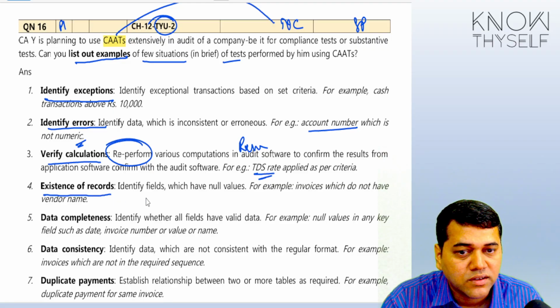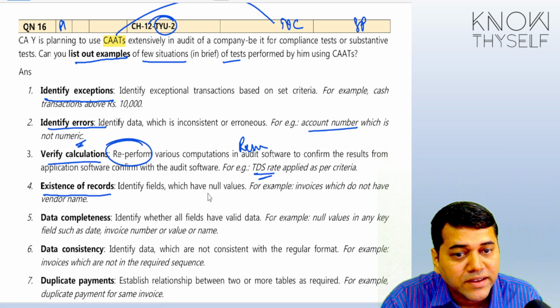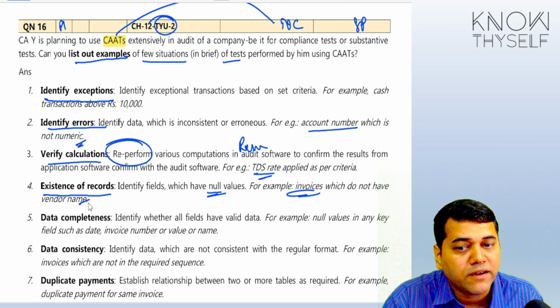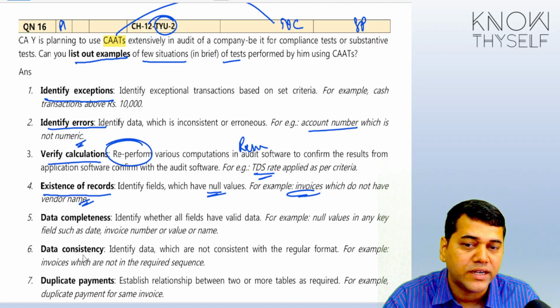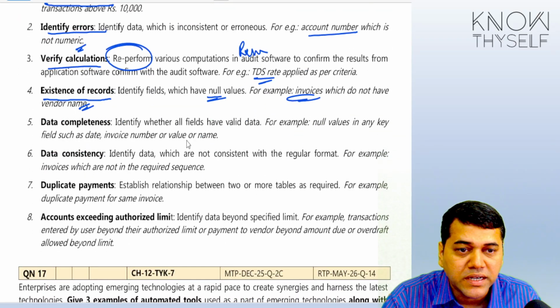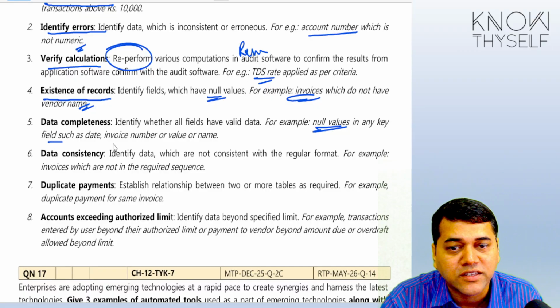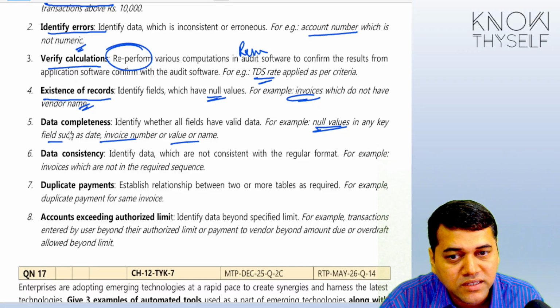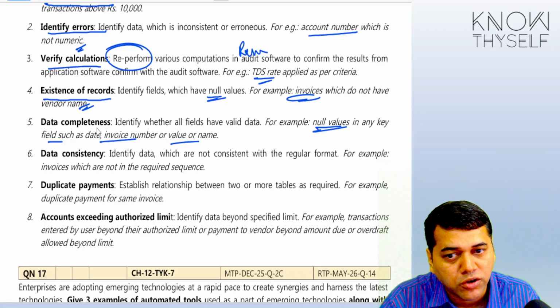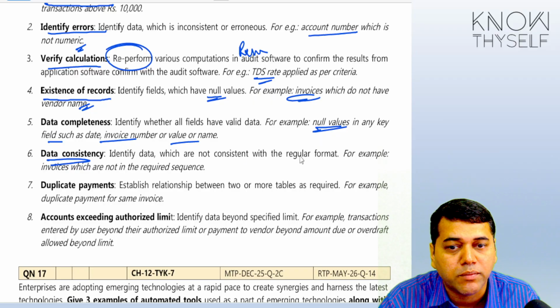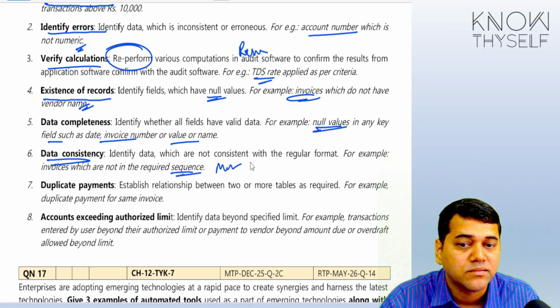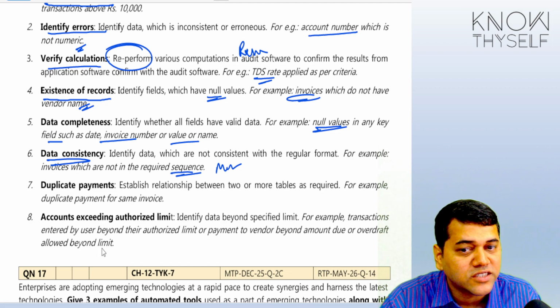Existence of records. You can see, is there any field having null values, like invoices which do not have any vendor name. So you can just run a report and see how many invoices are there where there is no vendor name. You can check for completeness, like null values in any field such as invoice number, value. This is called data completeness. Are any fields missing, is quantity not included? Data consistency. Identify the data which is not consistent with the regular format, like invoices which are not in a proper sequence. Some missing invoices are there. So this is inconsistent now.